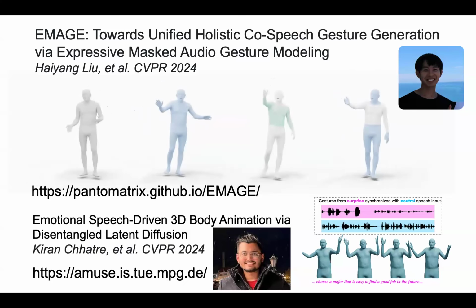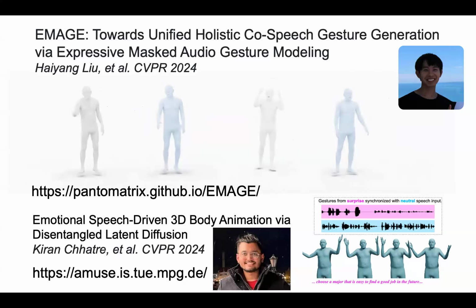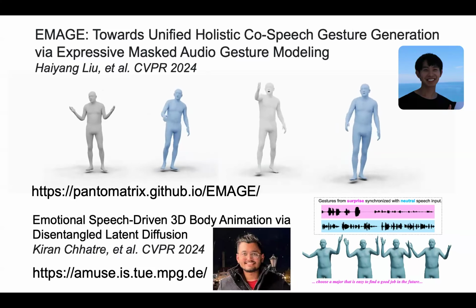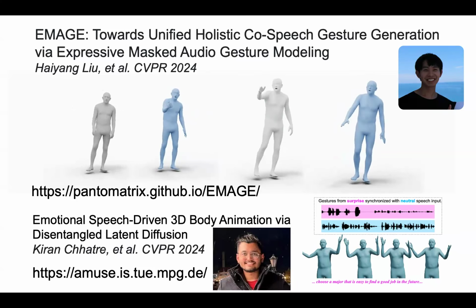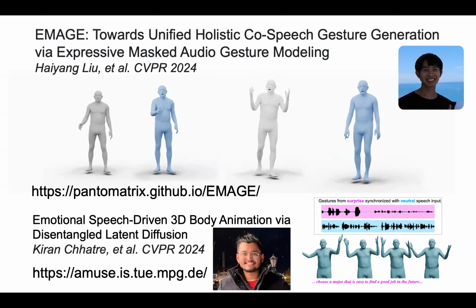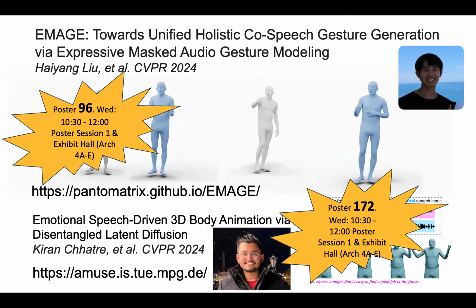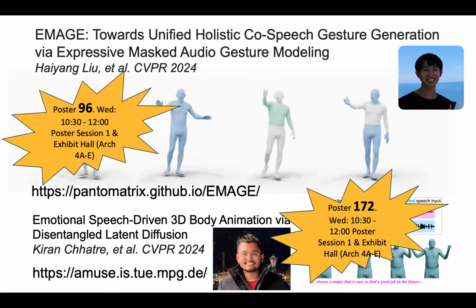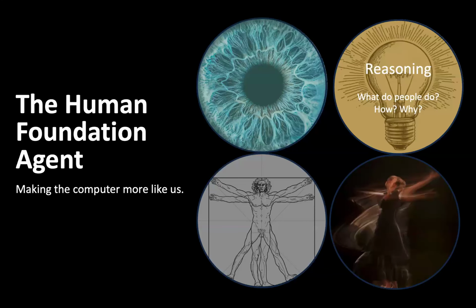And then the second paper, on emotional speech-driven body animation, focuses on really disentangling emotion from speech and gesture, and so allows you to control a character and change their emotional state and so on. So those are also on Wednesday, poster 96 and poster 172. Okay, so I'm basically skipping over that.